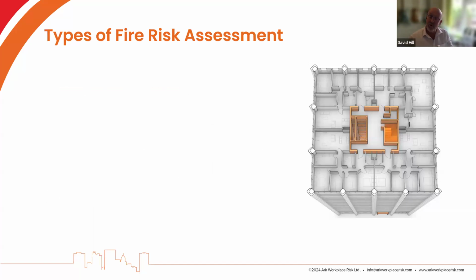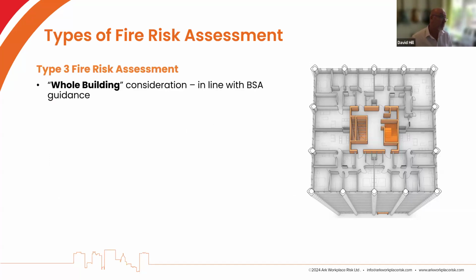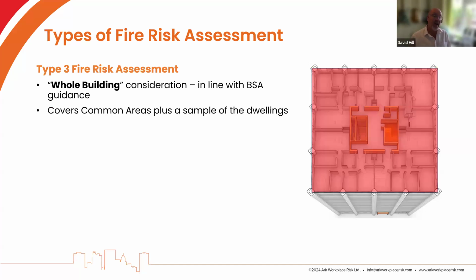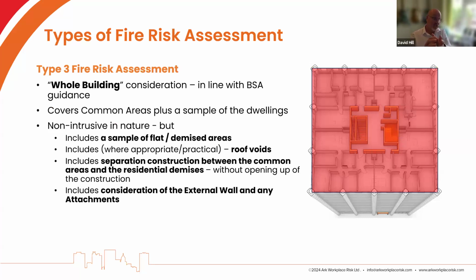One that most people are now moving towards is a type 3 fire risk assessment, which is a much more whole building consideration and is in line with the Building Safety Act and the guidance that's out there as well. It covers the common areas and then a sample of the dwellings, or if we've just got common areas, we will also include any commercial areas, and should include those commercial areas as well. But again, it is non-intrusive in nature. It does include, as it did with a type 1, a sample of the flats, the roof voids, the separation construction, and very importantly, consideration of that external wall again.